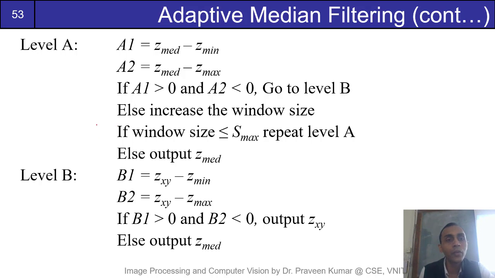This algorithm will work in two stages. In the first stage, it tries to adjust the filter size. It tries to increase it. We start from a small size filter, 3x3, and keep on increasing the size of the window or the neighborhood till we are sure that the median value will not be one of the noise values. In the second stage, once we have decided the optimum filter size, we go to the next level where we decide the actual output value that we would like to give.